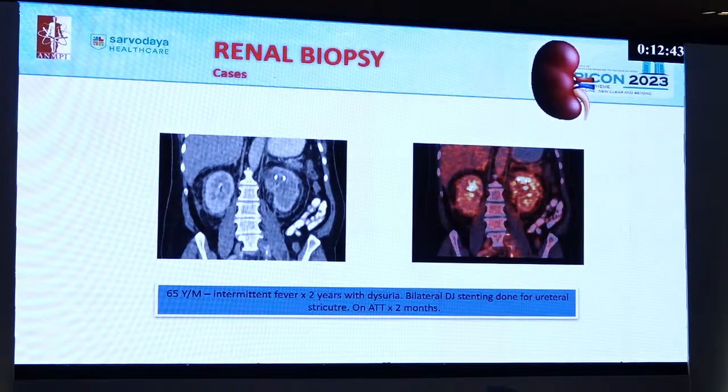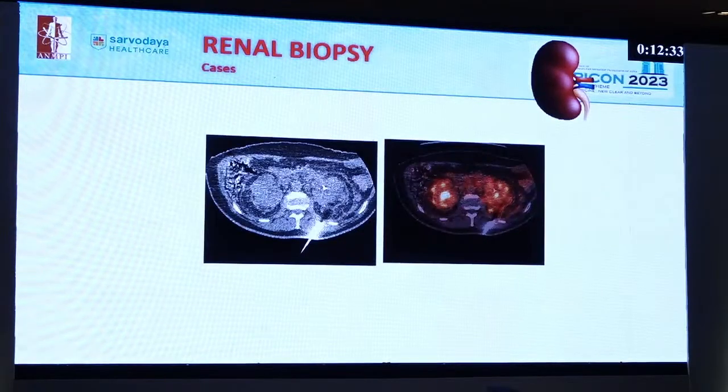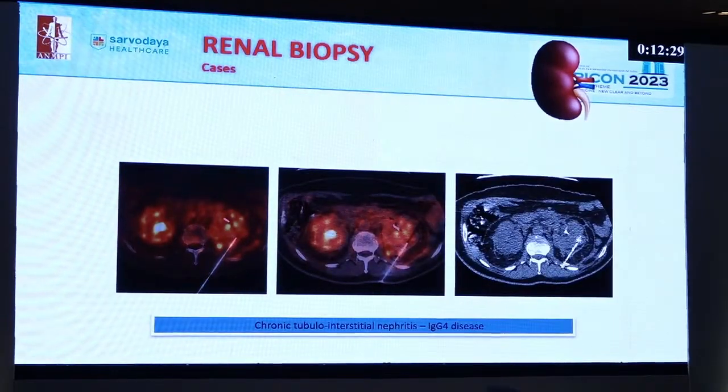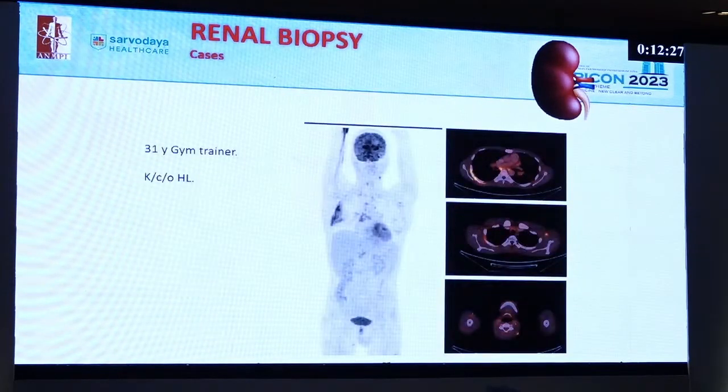with intermittent fever for 2 years with dysuria. Bilateral DJ stents were placed, and the patient was treated for ureteric stricture. The patient was on ATT for 2 months, and we did a biopsy from the renal lesion, and that turned out to be IgG4-related disease.